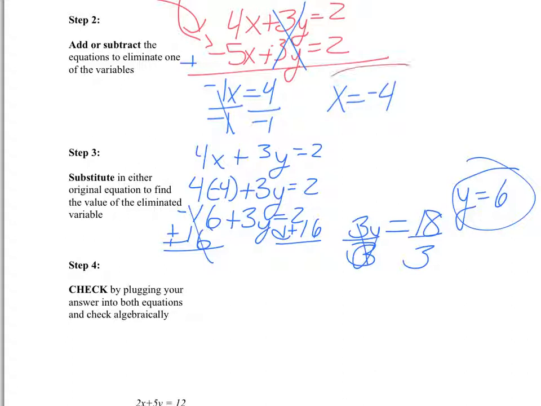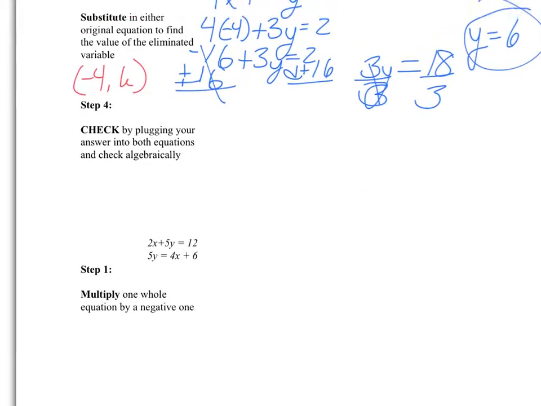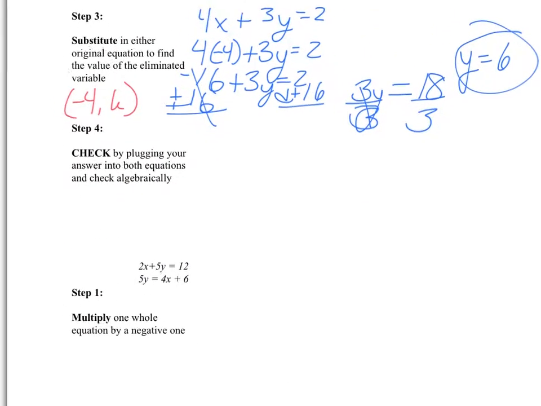So now we have x equaling negative 4, and we have y equaling 6. Final answer is an ordered pair, written as negative 4, 6. Last step, like always, check into the original equations.